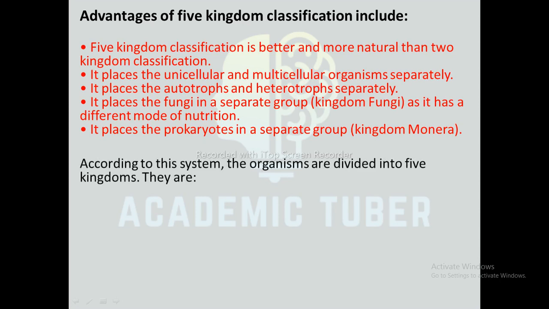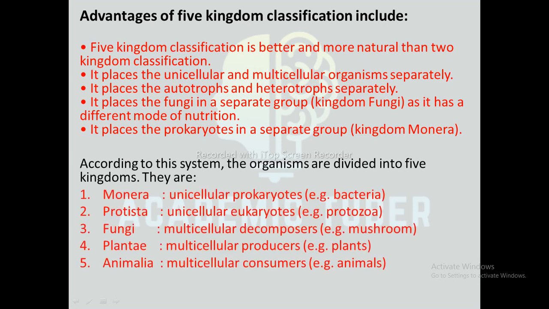According to this system, the organisms are divided into five kingdoms. The first one, Monera, includes unicellular prokaryotes, for example bacteria. Monera do not have a developed nucleus, or we can say that they do not have membrane bound organelles. The second one is Protista, which includes the unicellular eukaryotes, protozoans. Eukaryotes have a developed nucleus.